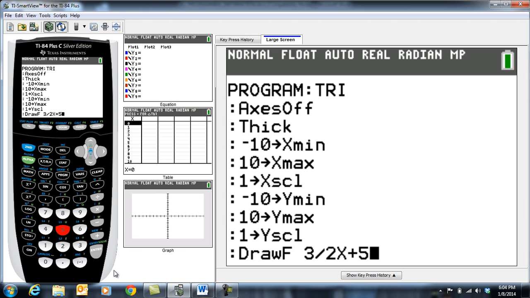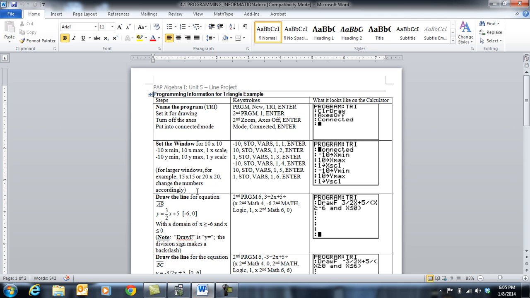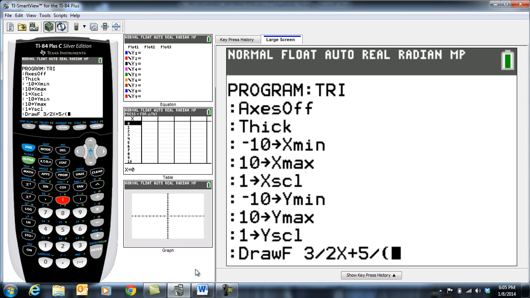Now I have to do the domain, because I have to tell it where to start and stop my line. Otherwise, it's just going to draw one big long line and it won't look like anything but a bunch of weird lines on your paper. So you have to do the domain. In order to do that, we're going to separate our function and our domain with the division symbol. So you're going to hit divided by, and your domain must be combined and put together in parentheses. So we're going to open our parentheses. Now it says over here on my paper that our domain went from negative 6 to 0. We always start with the smallest value.